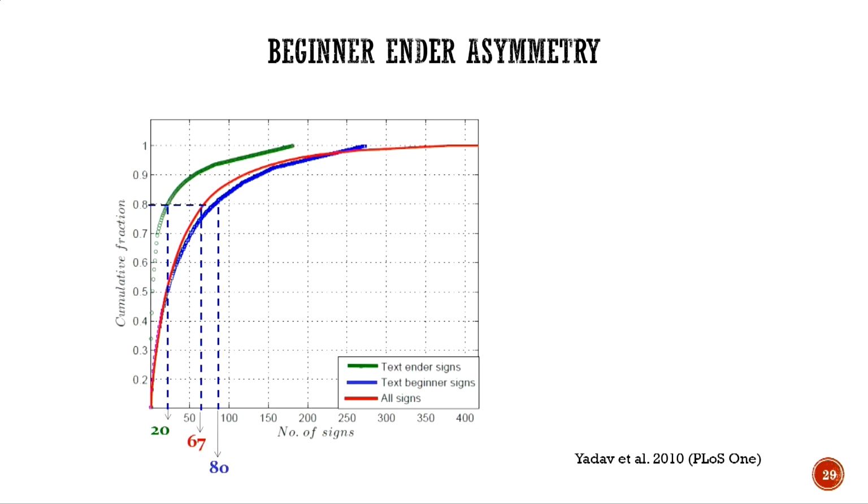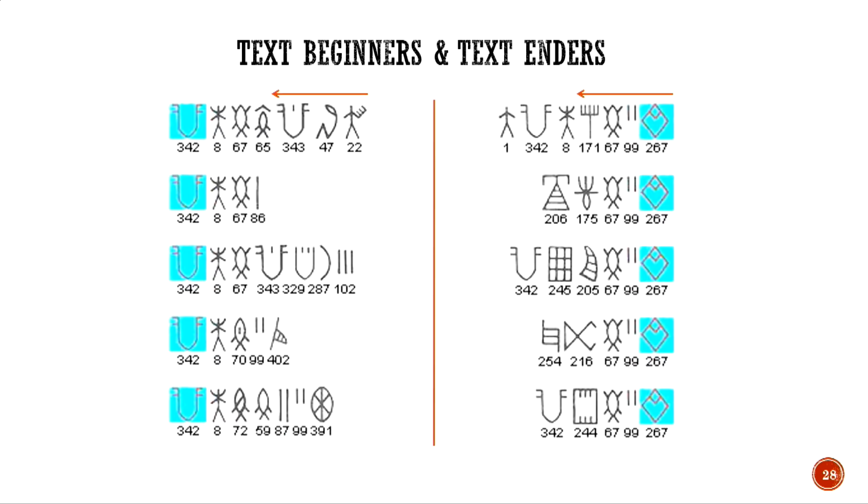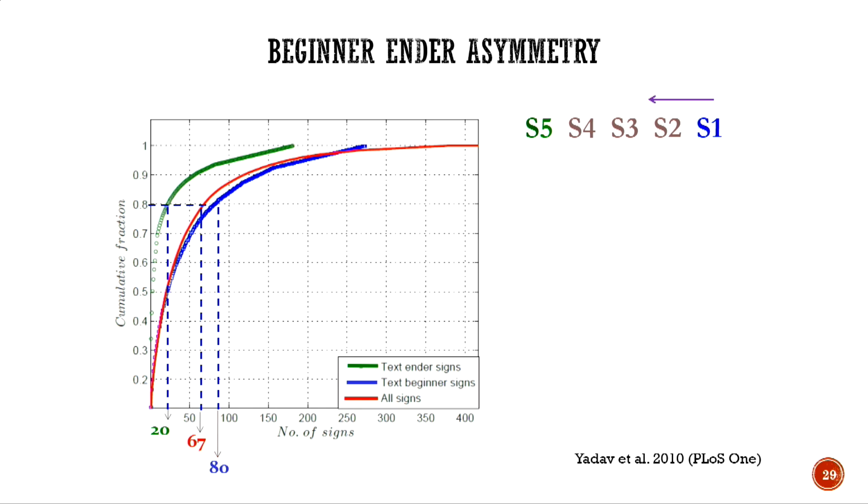So we can quantify this pattern of usage of text enders and text beginners using the frequency distribution plot, and it is shown over here. So given a sequence S1 to S5, where S1 stands for the beginner and S5 stands for the ender, what is this plot telling you?